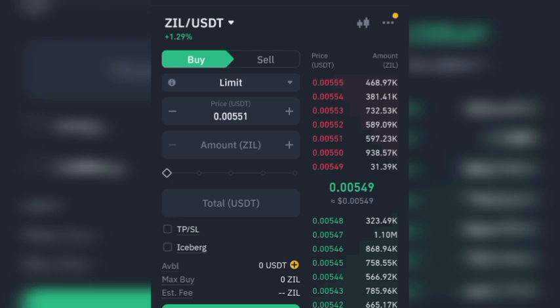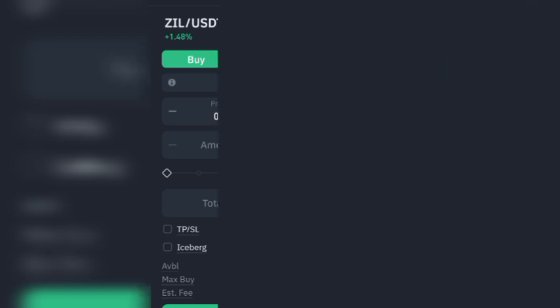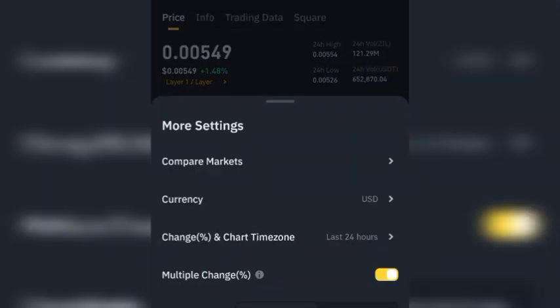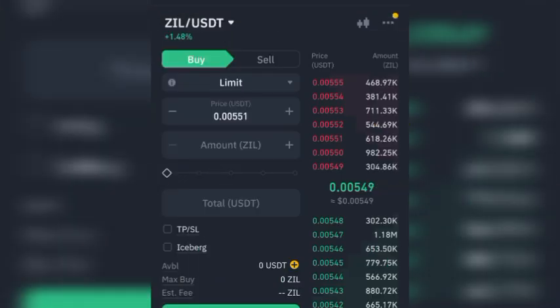So let's take an example. Let's take a good look at this ZIL USDT. Let's go to the charts first of all, because we want to go to the compare markets. Click on compare markets, and just in case you don't know how to do this, some of you may be wondering, where are the compare markets? Let me go back so I can show it to you.